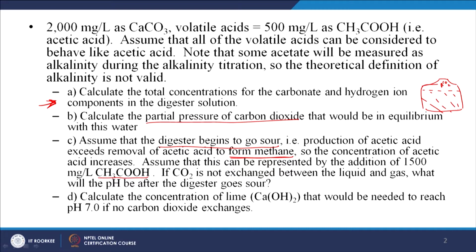Assume that this can be represented by the addition of 1500 milligram per liter of acetic acid. So the additional amount of acetic acid present is equivalent to 1500 milligram per liter of acetic acid. If CO2 is not exchanged between liquid and gas, what will be the pH after the digester goes sour? So assuming that it is a closed system, what would be the pH?